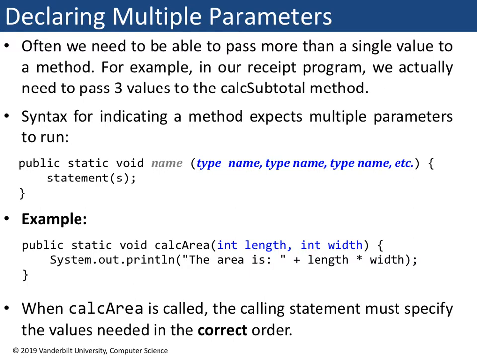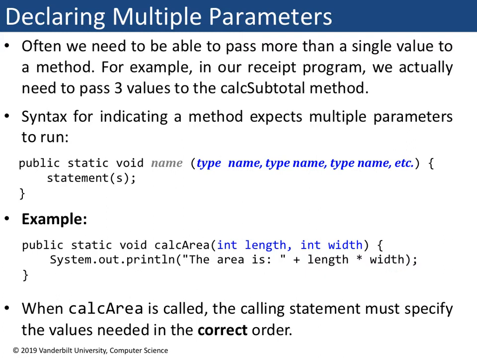So now anywhere in this method where we see length, we understand that we are making use of whatever value was passed by the caller. Similarly, anywhere in this method we see the word width, then we understand that we are making use of the width which was passed by the caller. So then our method is very simple. We only have a single statement in it. It's a print line statement, which is the area is, that's a string, concatenated with length times width.